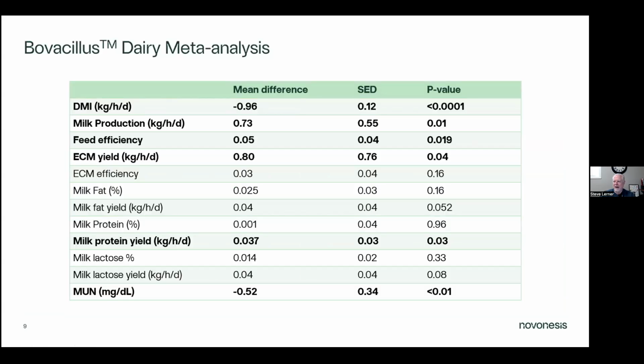Looking at the meta-analysis across all of the trials and all of the variables, you can see the raft of information provided, looking at everything from dry matter intake to milk production in kilograms per head per day. You can see the average difference between the treated and untreated groups, the standard error of that difference, and the probability that that difference was significant. Key, of course, among this was that energy-corrected milk production was statistically highly significant. The yield of protein was also significant, and the MUN actually decreased significantly.